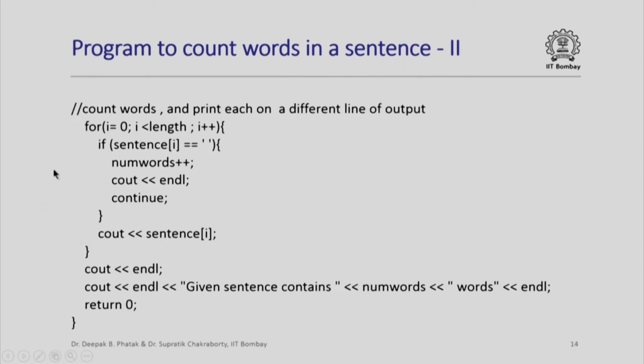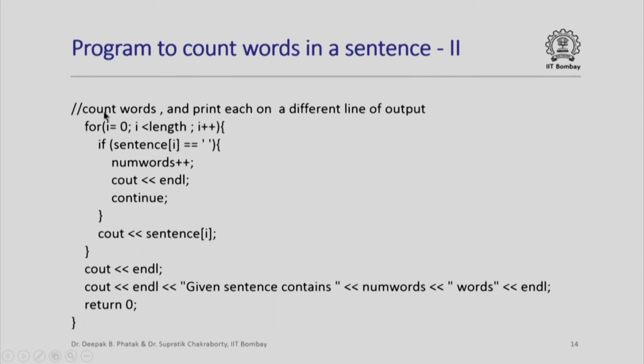All that we do is we scan the array which holds this sentence, called the sentence array. You will recall that the standard scanning practice is to set up a for loop which varies from i equal to 0 to i less than length in increments of 1. This will examine every character stored in the sentence. If that character is a blank, I know that one word has ended and another word will start next. All that I do is I increment the number of words by 1, just put end of line character and continue. At the end, I will output the sentence i, which is actually the ith character.